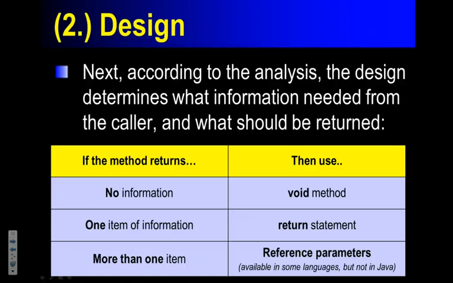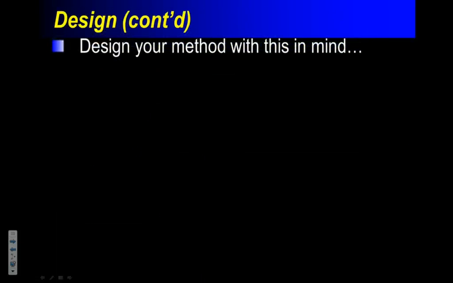In other programming languages, they also have something called reference parameters. But Java doesn't have that, so you don't need to worry about that. But if you ever encounter something about that online when looking at methods, what are these things called, reference parameters? I can explain that to you, but you won't need to know that in Java.